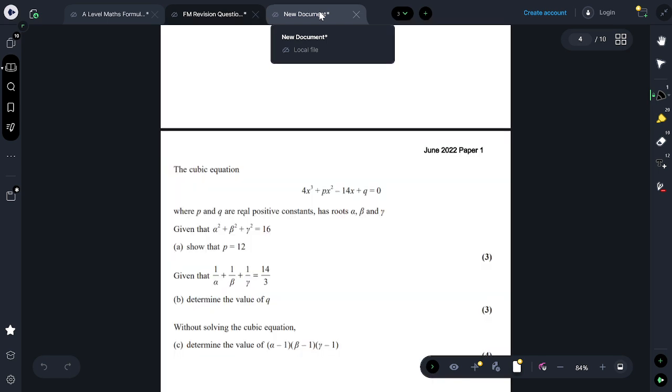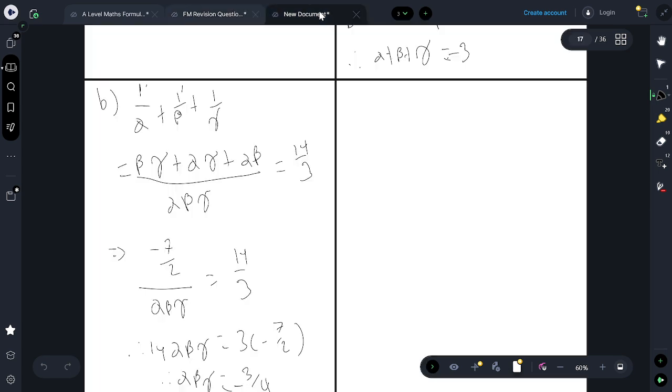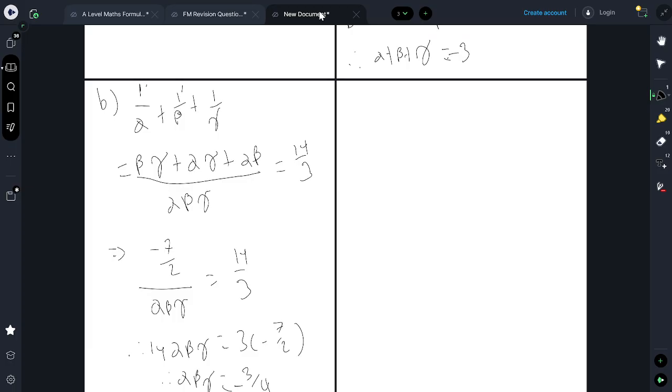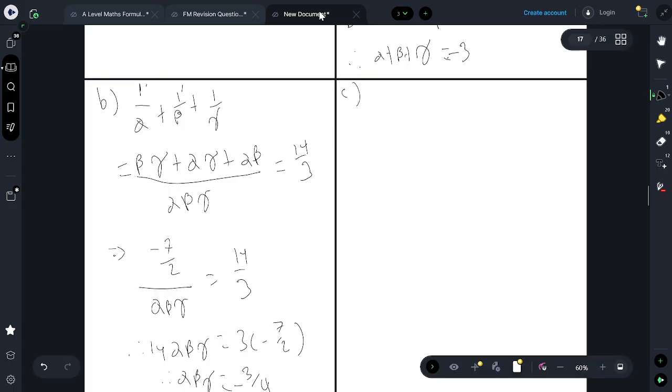Okay, good stuff. Let me check I've done that right so far. What's the paper? June 2022. Okay, I'll leave it there for now. And then let's have a look at part C.